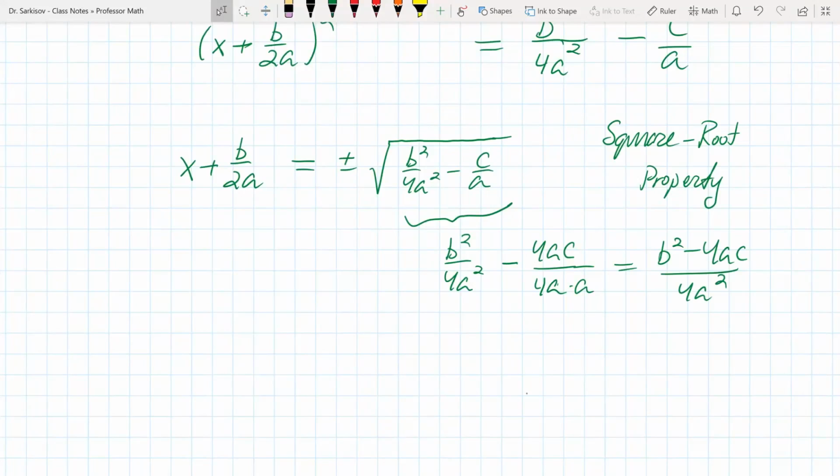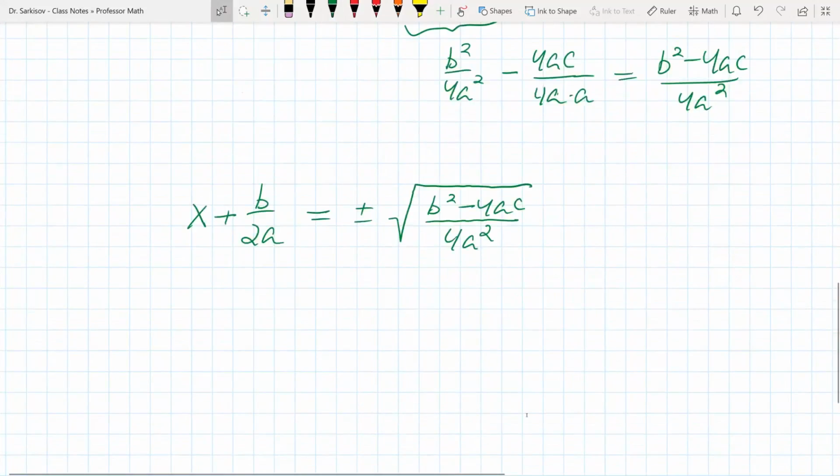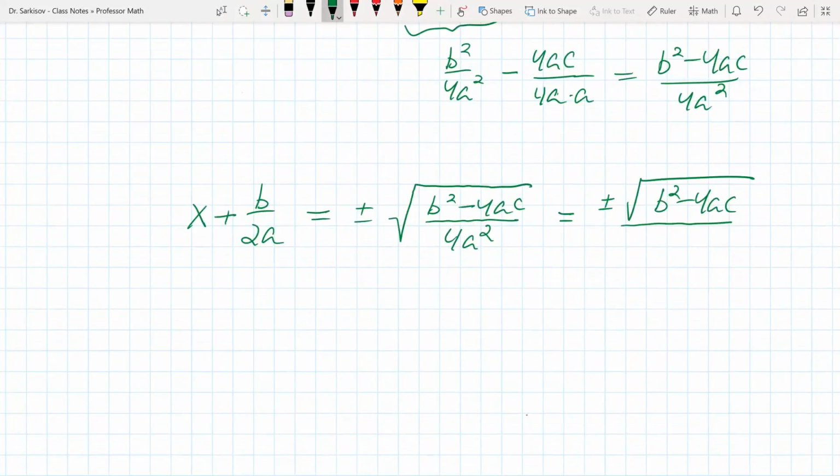So now let's put that there. We just subtract two fractions, right? So we have x plus b over 2a is equal to, just rewriting it in the other way, b squared minus 4ac all over 4a squared. And we remember from earlier that when we have a square root of a fraction, it's the same as the square root of the numerator, b squared minus 4ac, all over the square root of the denominator, okay? What's the square root of 4a squared? Square root of 4 is 2 comes out, right? Square root of a squared, and a comes out, okay? So instead of writing the square root of 4a squared, I'm going to write 2a.